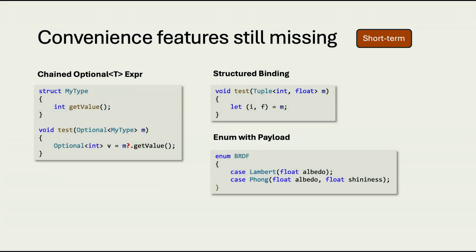And Slang also has tuple types, but we don't yet have structured binding to make the code more readable with tuples. And Slang has enum types, but right now they are just simple integers. Languages like Swift support enums with payloads that make it easy to define tagged unions or sum types. And this will be a nice addition to Slang as well.